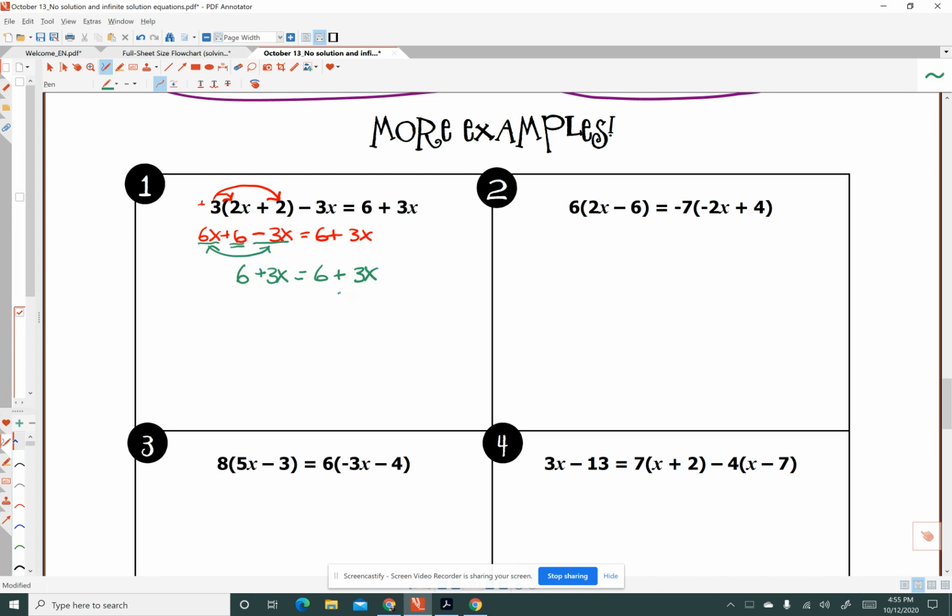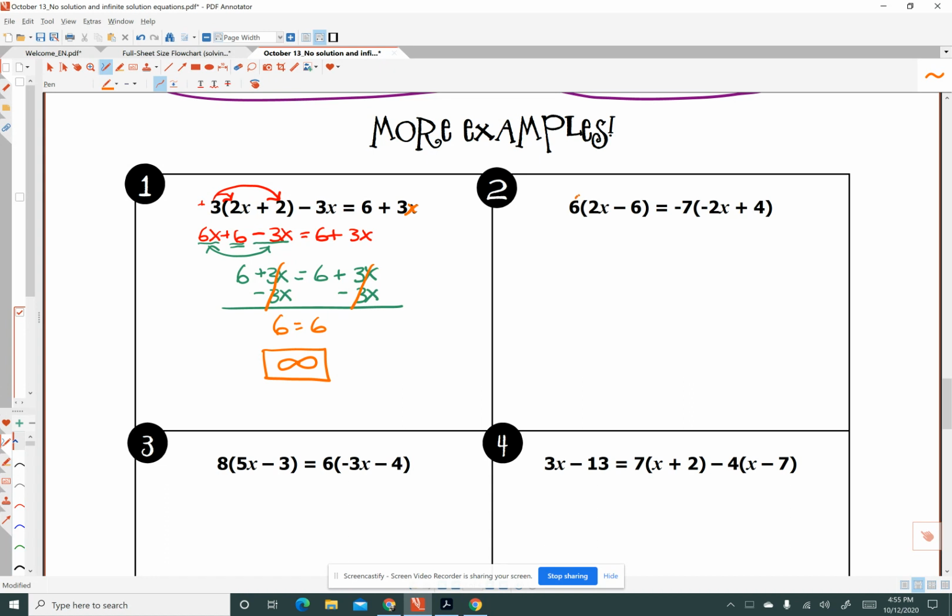And what if we try to move those variables over? We can do that, and you'll see what happens here. 3x take away 3x leaves 0, and we end up with 6 equals 6. That means that whatever number we substitute for the value of x will still make this equation true. So this is an infinite solution equation. Let's move on to number 2.